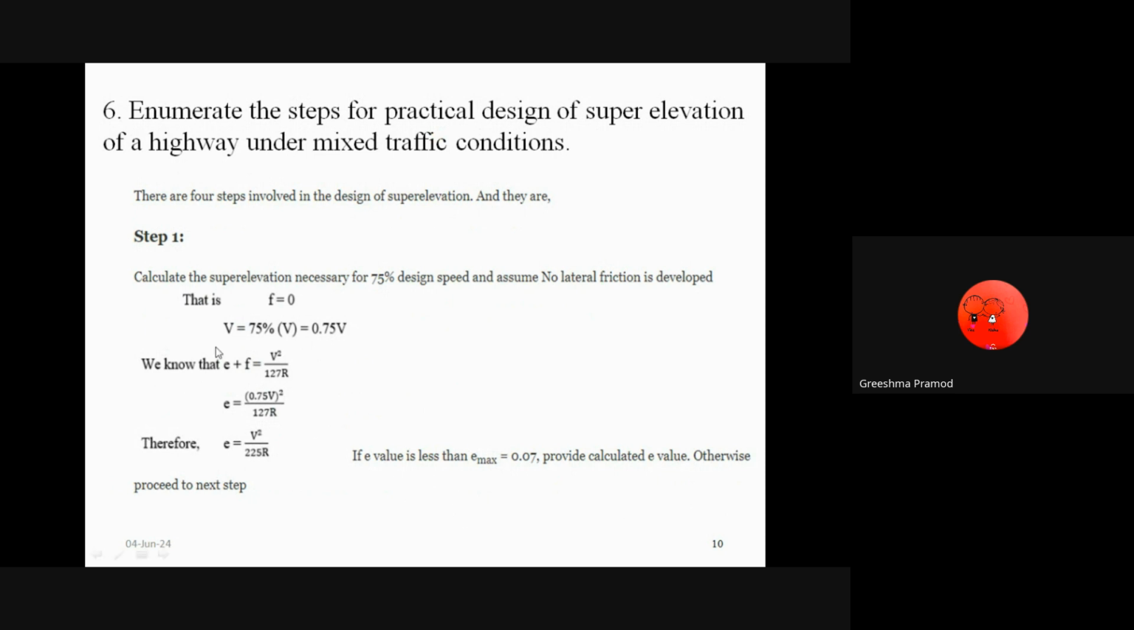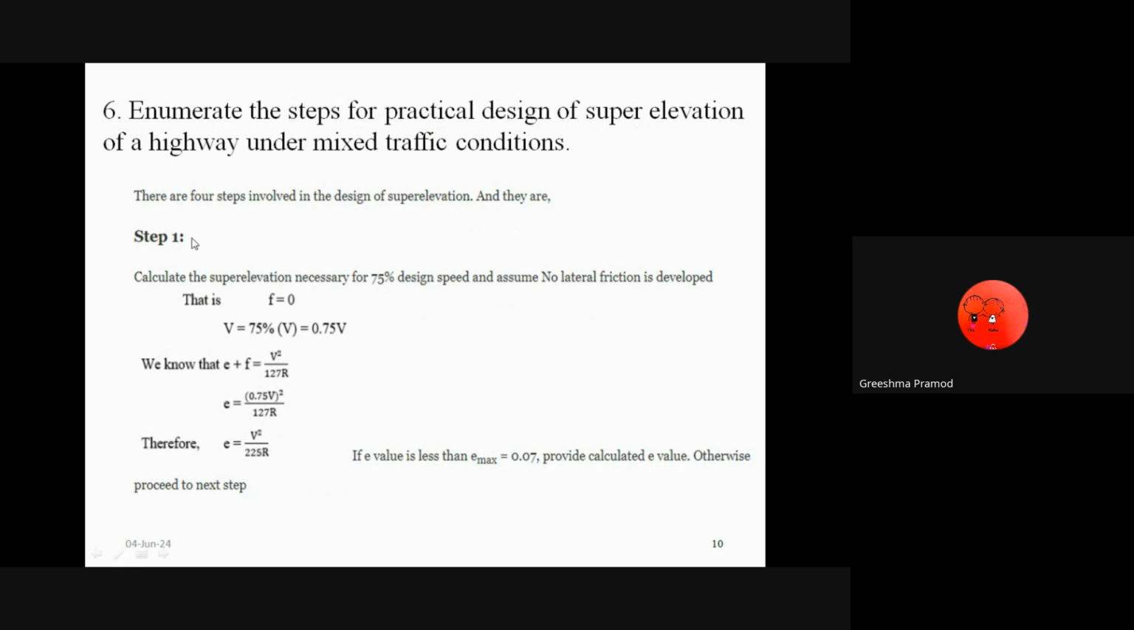Now, the superelevation E is equal to V square by 127 R. E plus F is equal to V square by 127 R. This is the basic formula to find the superelevation. So, there are four steps involved in the design of superelevation. These are the steps for the practical design of superelevation for a highway under mixed traffic conditions.